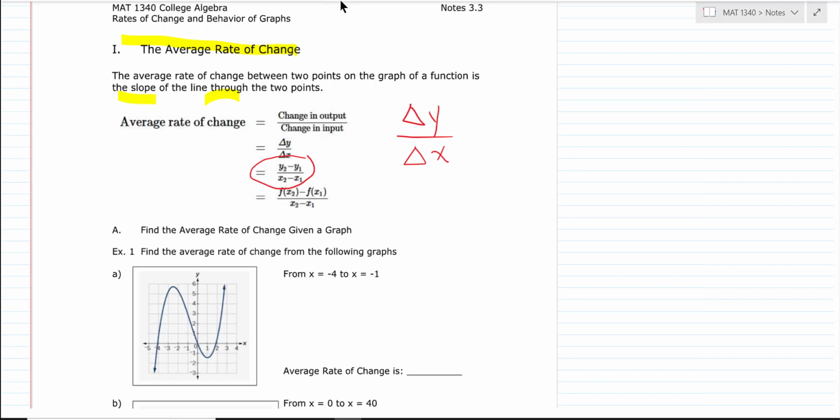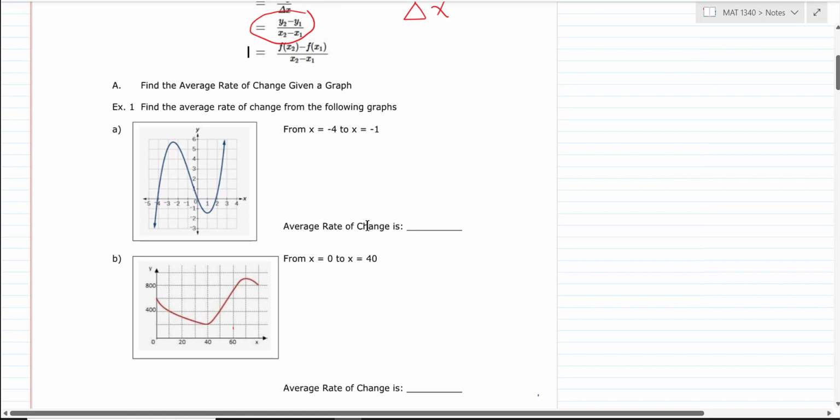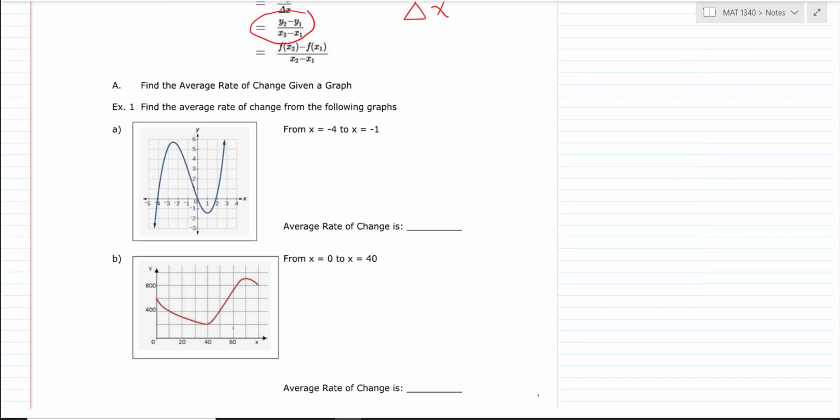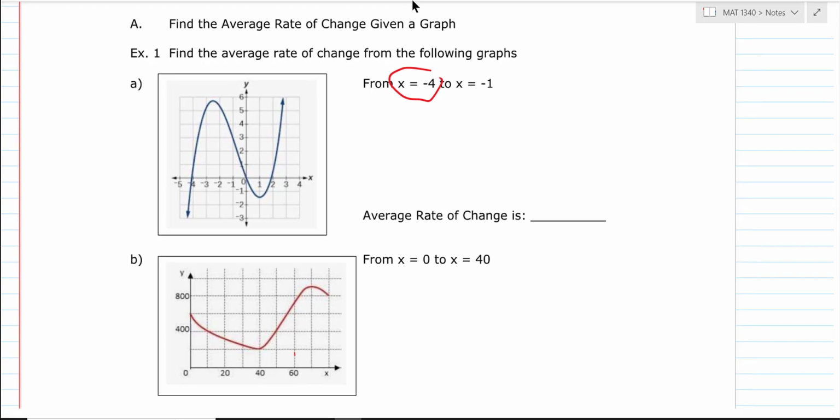Okay, so I'll go through and review these first things. The first thing I want to do is look at a graph and find an average rate of change. I'm always going to give you 2 x values. If we identify x equals -4, there's the point. I'll label that point as (-4, 1). The second point, x equals -1, is the point (-1, 3).